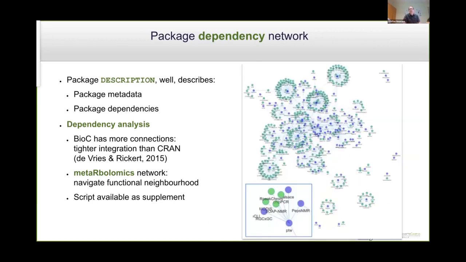So what we have done as part of the review, we also did a smaller scale analysis of the dependencies that you find in the metaRbolomics network. So you can actually have a look at some of the packages and also see what is the functional or dependency neighborhood of that package. And that was not just a once-off analysis, but the script is also available in the article. So you can rerun that in a year's time and it gets updated.